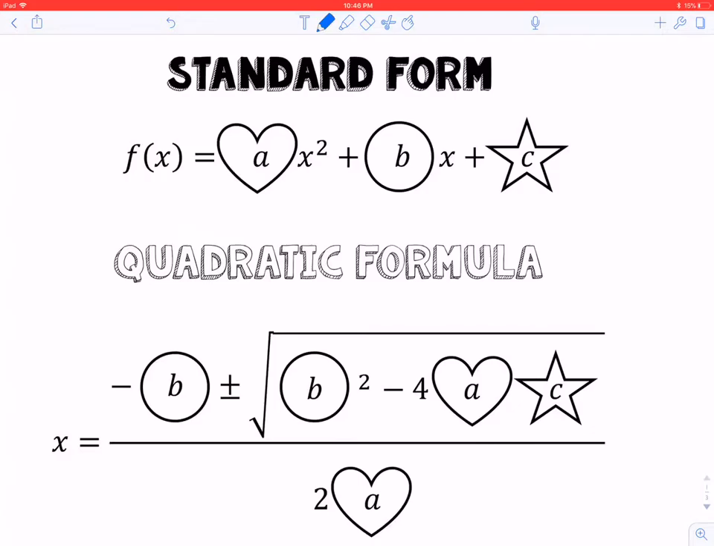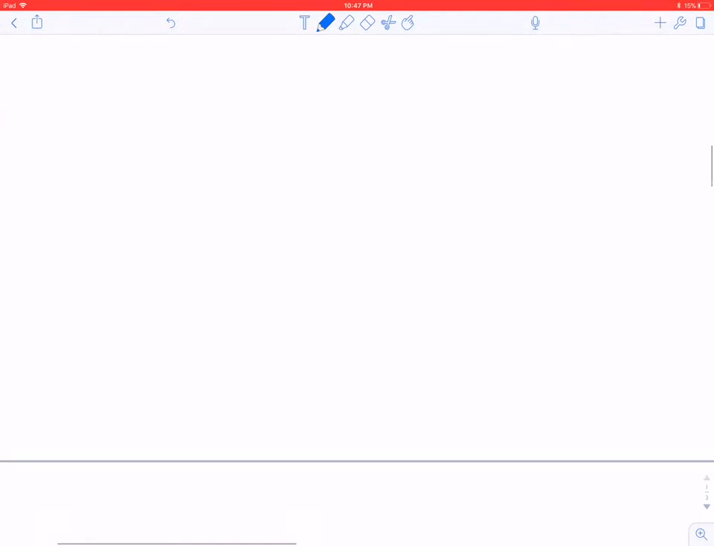But you need to know your quadratic formula and be able to pick out your pieces A, B, and C so that you can solve for x, which means we're finding our solutions, our x-intercepts, our roots, our zeros, without having to do graphing or completing the square or factoring. We can find our x-intercepts using our quadratic formula because it is just a generalized version of completing the square and solving.